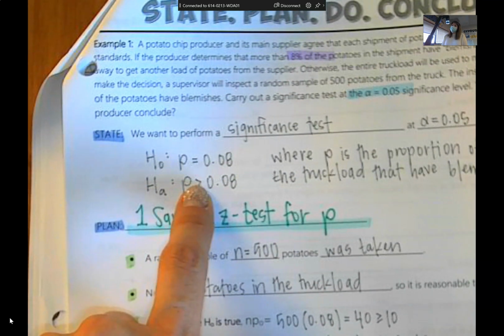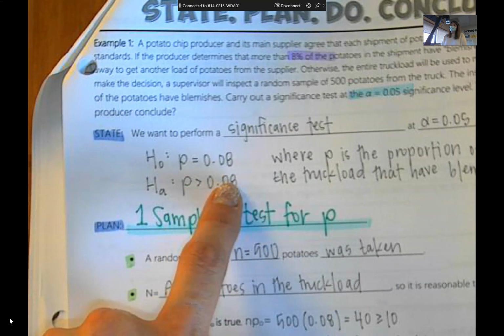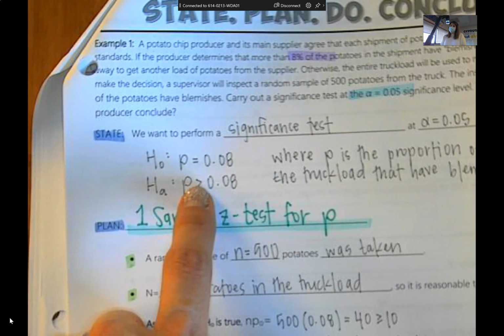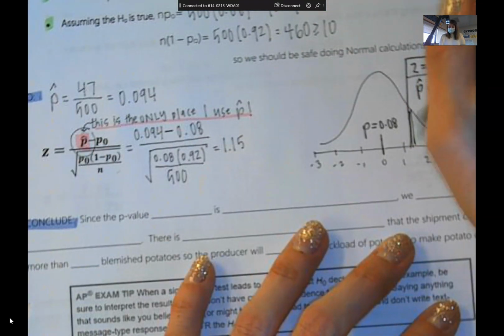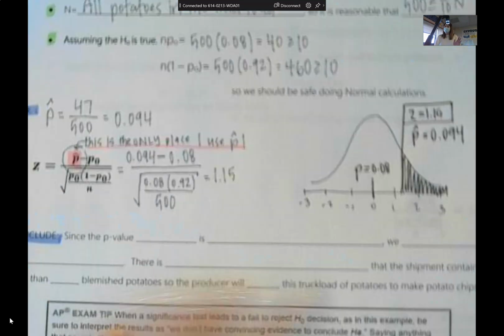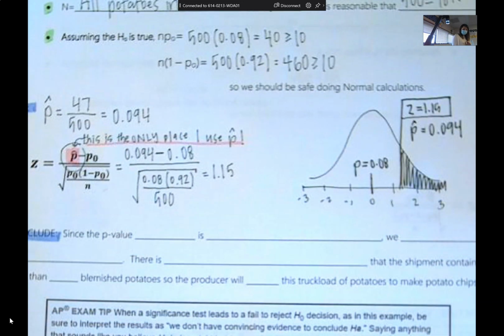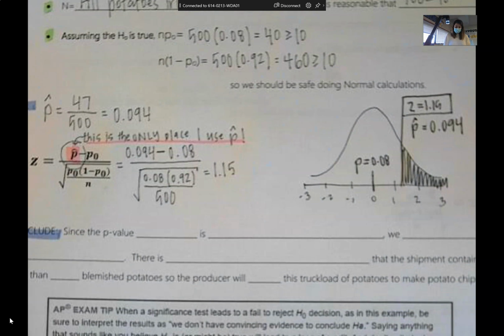This time we're testing what's the chances we would get a sample value that big or bigger. How do I know I'm going bigger? Because it's pointing toward the right. So this time I'm filling in this part of my normal curve. I'm finding the area to the right because my inequality is pointing toward the right.